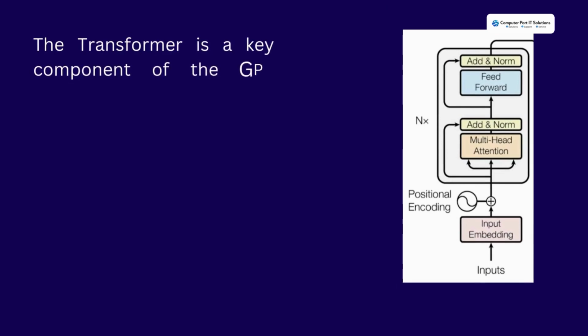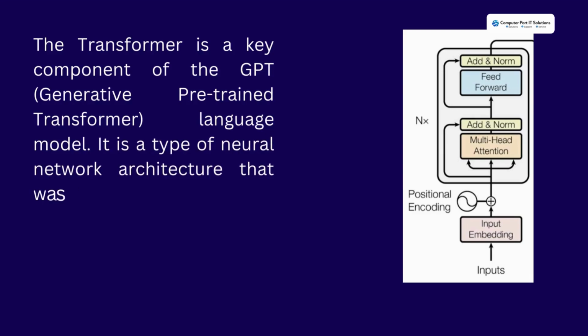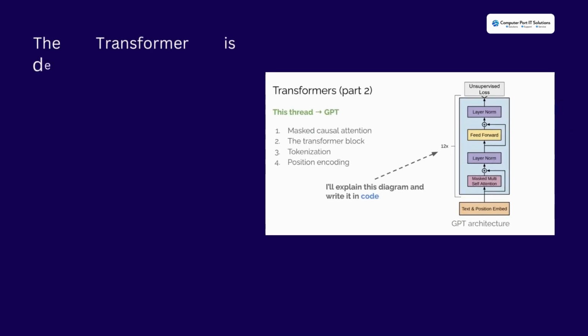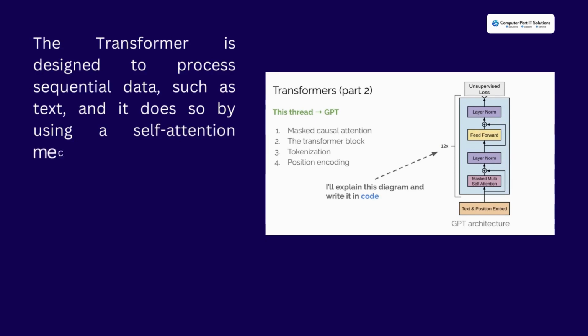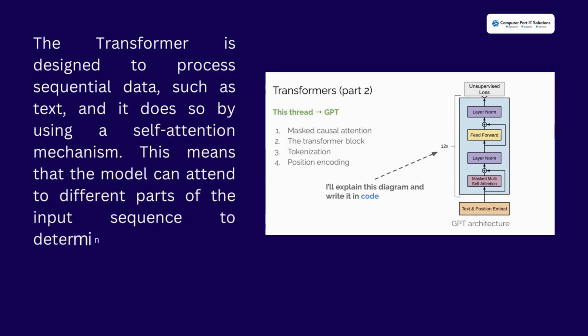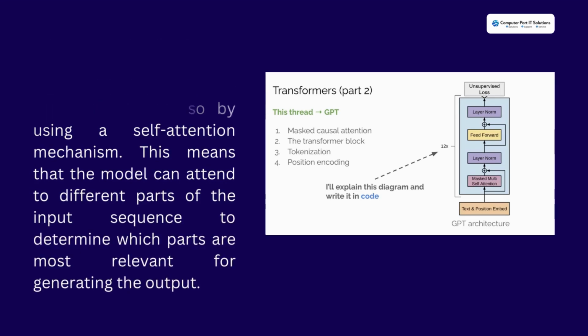What is transformer? The transformer is a key component of the GPT language model. It is a type of neural network architecture that was introduced in a 2017 paper by Vaswani et al. called Attention Is All You Need. The transformer is designed to process sequential data, such as text, and it does so by using a self-attention mechanism. This means that the model can attend to different parts of the input sequence to determine which parts are most relevant for generating the output.